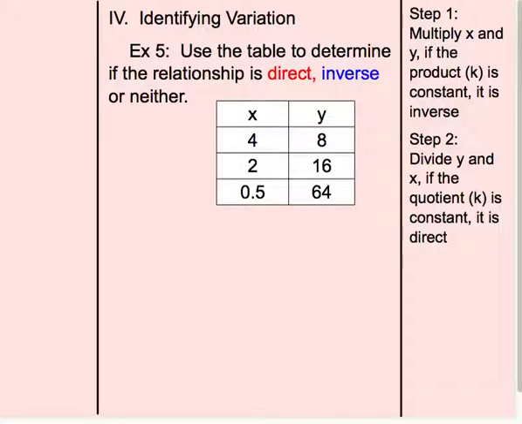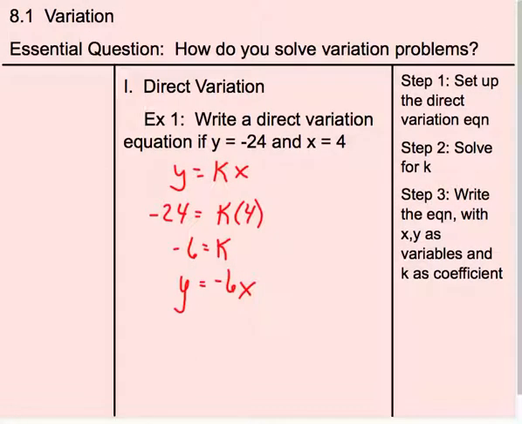In our last video, we're going to take a look at identifying the type of variation, whether direct or inverse, as well as combined variation. So before I go through this process, we're going to jump back to this page and take a look at basically solving the literal equation for k, the constant. So when we solved for k, we divided both sides by x.